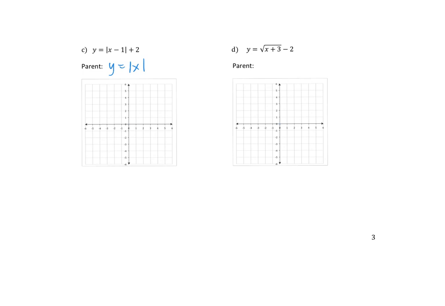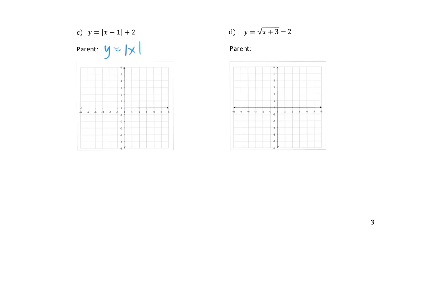Let's go ahead and graph our basic or parent graph. Absolute value passes through 0, 0, and I'll just do it by 2s. It'll go through 2, 2, and 4, 4, and then negative 2, positive 2, negative 4, positive 4. And I have my basic or parent graph.